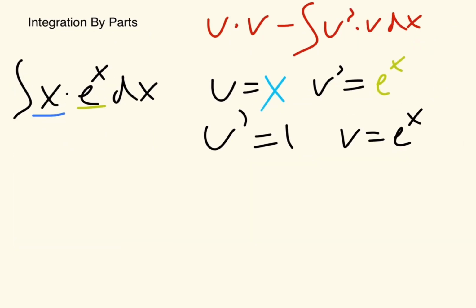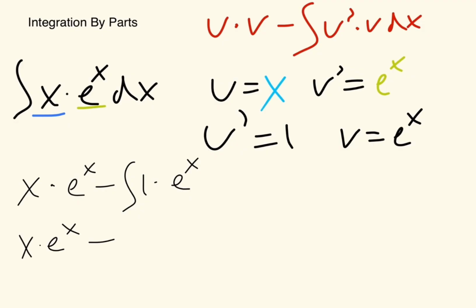Knowing this, we can now plug stuff into our formula. So u, which is just x, times v, which is just e to the power of x, minus the integral of u prime, which is 1, times v, which is e to the power of x. Now, just to rewrite this, x times e^x minus the integral of e^x. And don't forget, we always have to write dx when we have an integral.